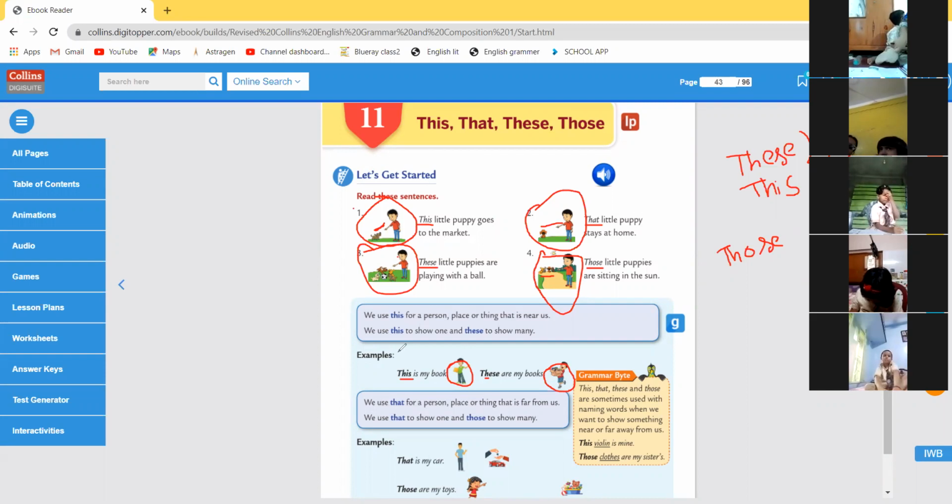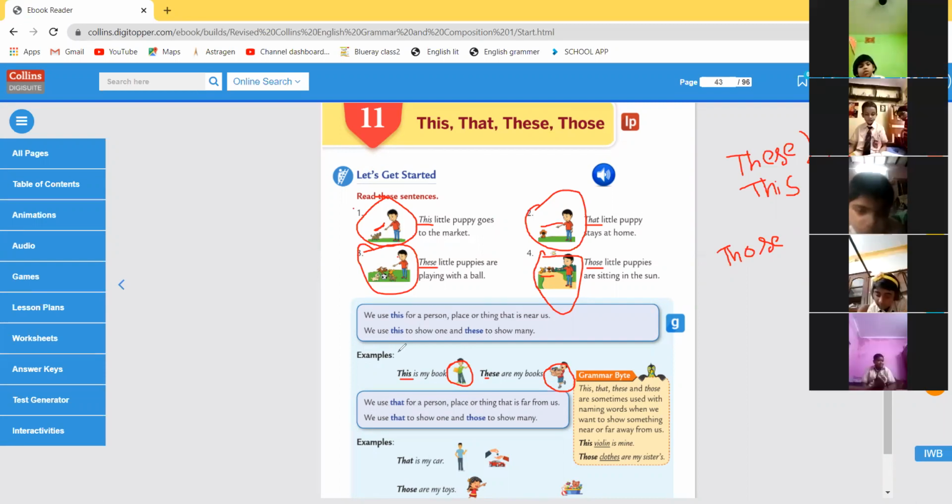So almost everyone is doing your class in your bedroom, and there is one ceiling fan on the ceiling. So you can tell me, ma'am, that is a fan. Why that? THAT, that, because the fan is far from you. Far means dure, far from you. So you will say, ma'am, that is a fan. Why will we use that? Because only one fan is there. That is a TV, because the TV is far from you.